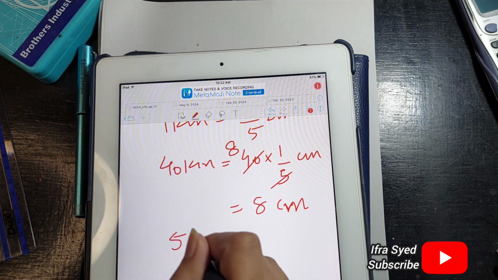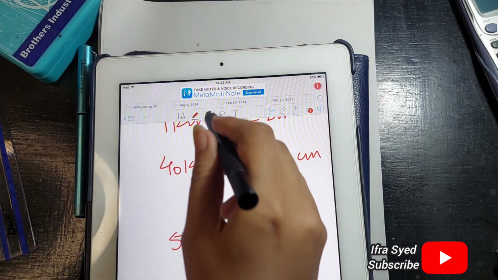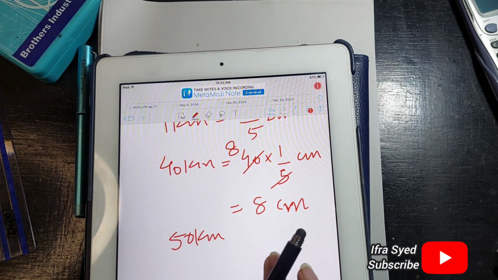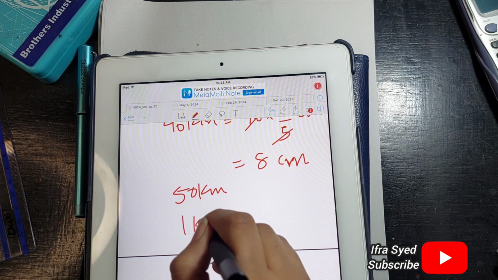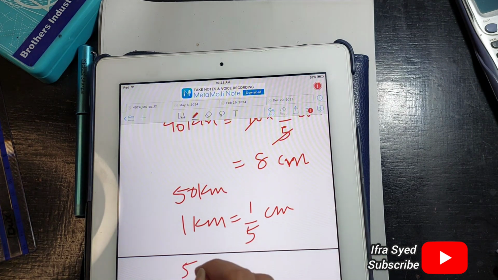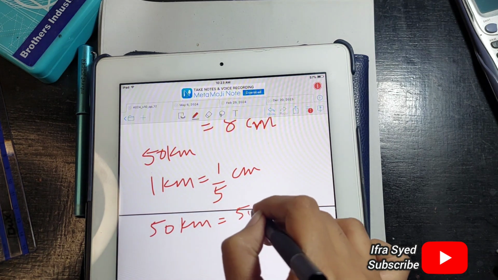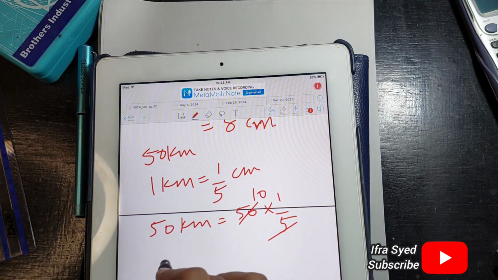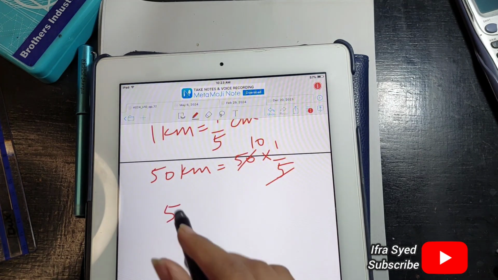Now we also have to find the value of 50 kilometers on the map. So 1 kilometer is equal to 1 by 5 centimeters. So 50 kilometers is equal to, we multiply by 50 on both sides, so 50 multiplied by 1 by 5. 5 into 10 is equal to 50. So 50 kilometers.